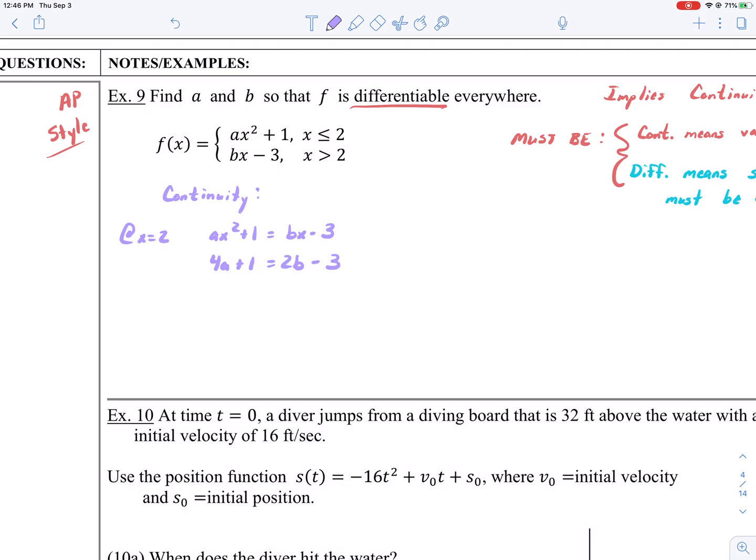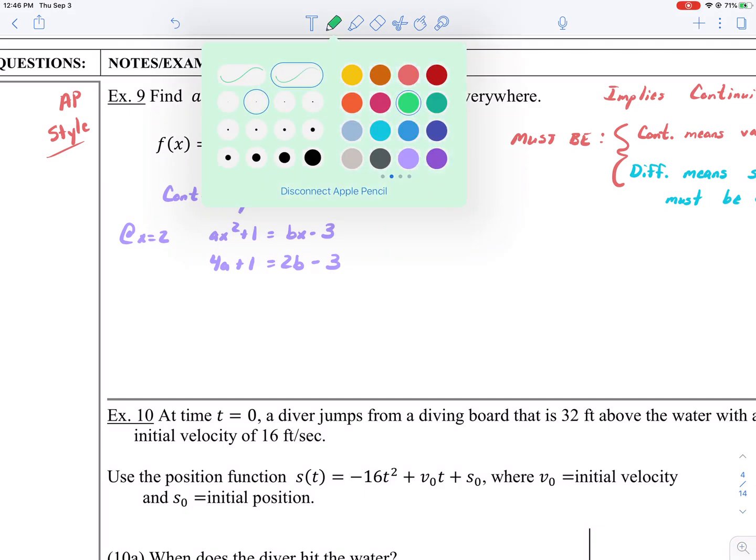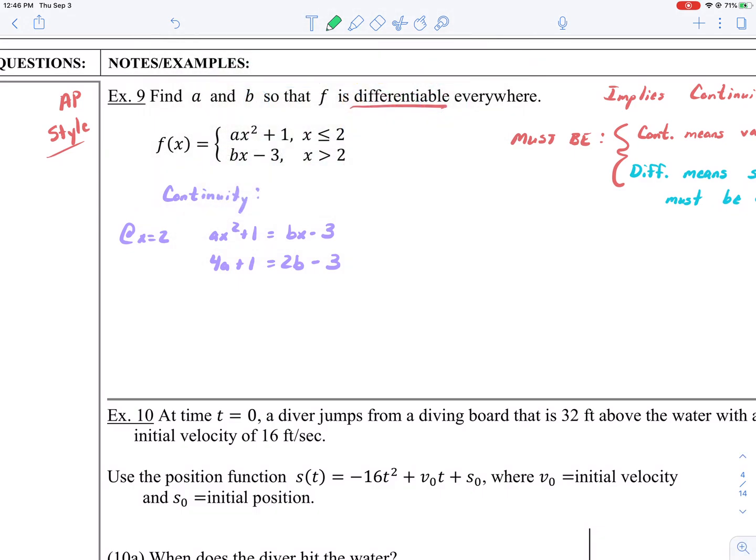So I'm going to be dealing with some sort of system. I might want to move the b over and do some sort of elimination. I might want to use substitution. But I'm not going to go too much further into that until I figure out what my differentiability function looks like. So differentiability is a little bit different. You are going to have to take the derivatives first. Did I spell it right? Differentiability. Okay. Sometimes I get a little lost in that.